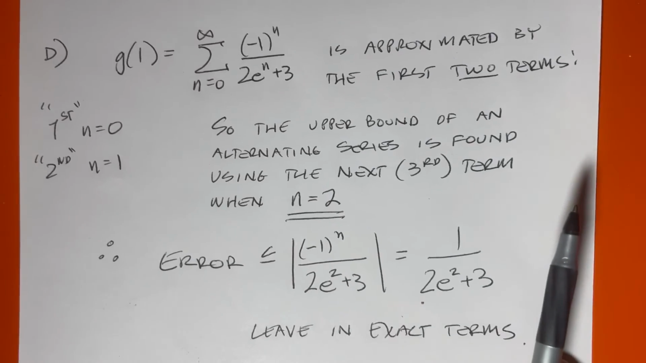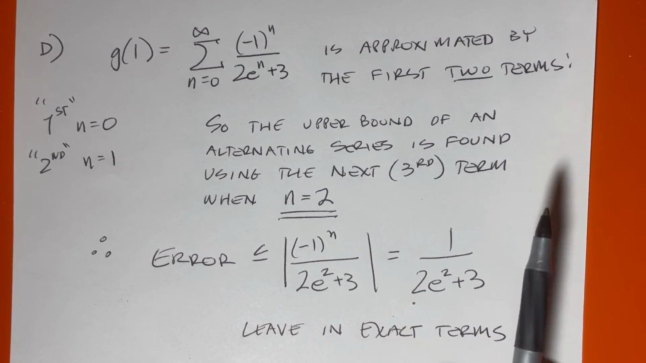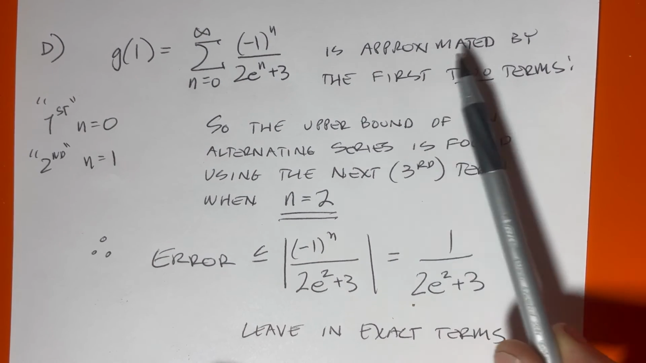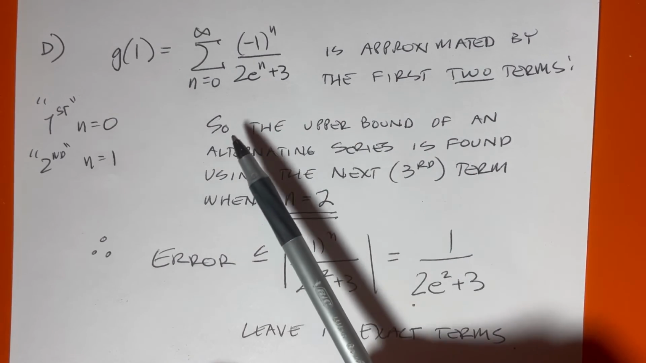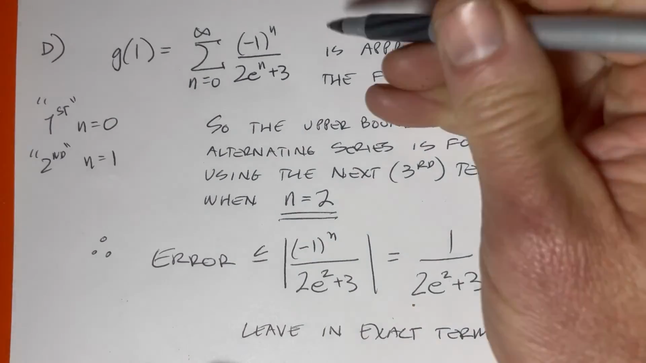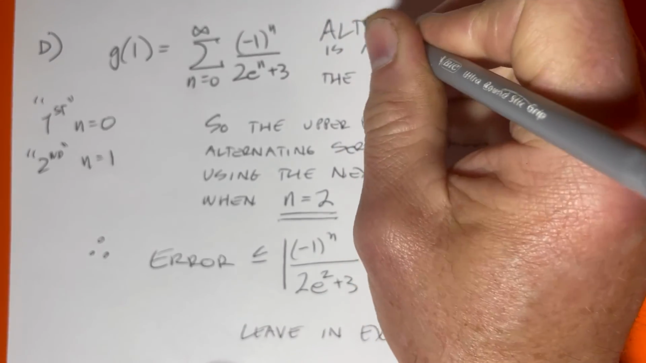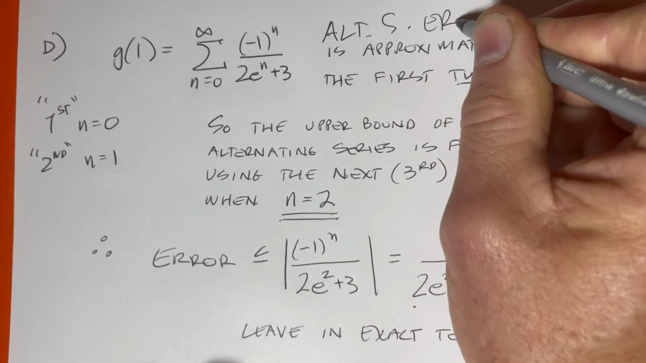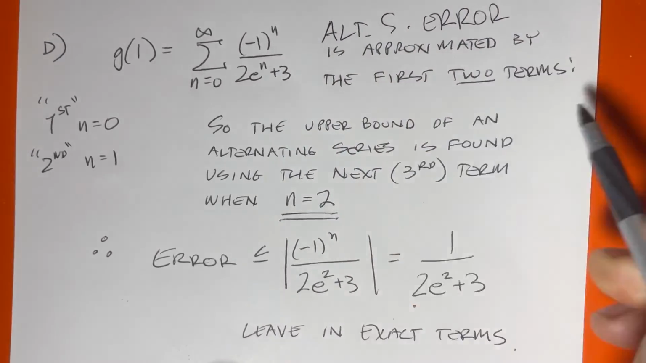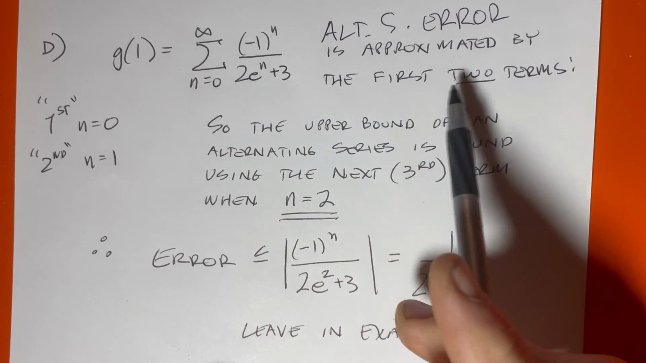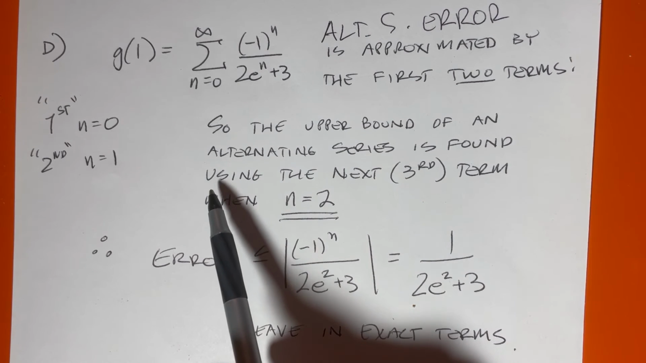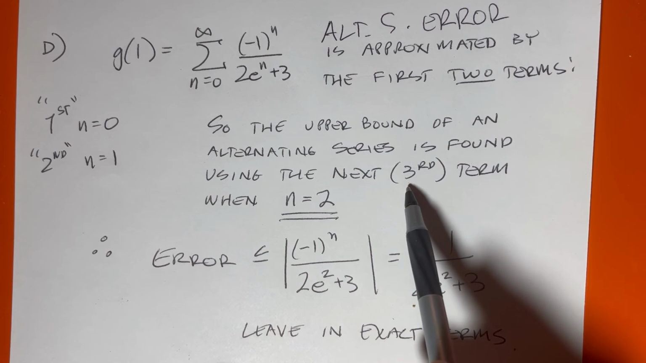And then the last one is just about the error bound for an alternating series. The series here, as they say, is approximated by the first two terms. So the alternating series error is found by using the next term. In this case, if it's two terms, it's the third term.